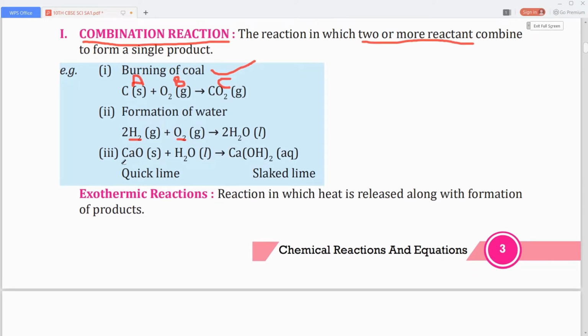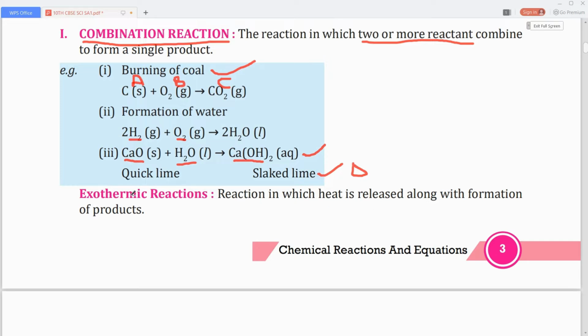The third example is quicklime, CaO plus H2O. CaO plus H2O gives slaked lime, or we can say calcium hydroxide, Ca(OH)2. But in such a reaction, it is also an exothermic reaction. Yesterday we also discussed that when quicklime is added to water it gives slaked lime, but it also releases heat. We can show it with the symbol delta.